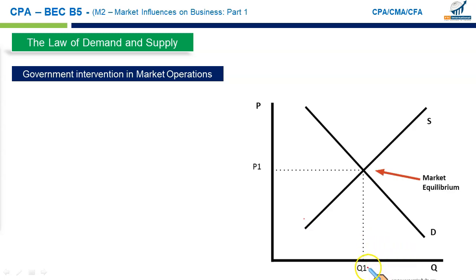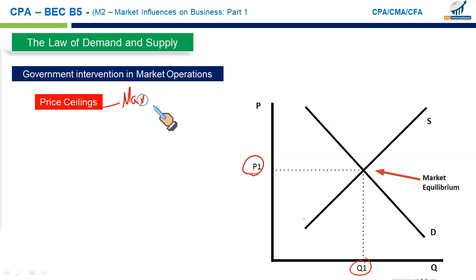Let's say this is the current market price of a certain commodity, and this is the current quantity. If the government sets a price ceiling, remember, price ceiling is also called the maximum price, and in order for maximum price to be effective, it must be below the equilibrium point. This is the maximum price. At this price, the quantity demanded is more than the quantity supplied, so this would cause shortage. Price ceiling results in shortages.